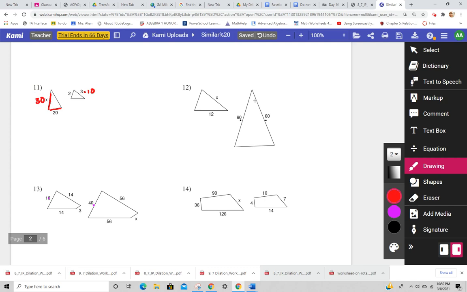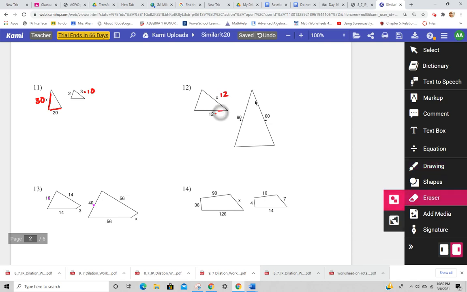All right, let's look at the next one. 12 times what? How did they get 60? They multiplied it by 5 to get 60. Well, if this side is 12, well, hold on. This side is 60 and this side is 60. Both of these sides have to be the same length also, so this has to be 12 also.